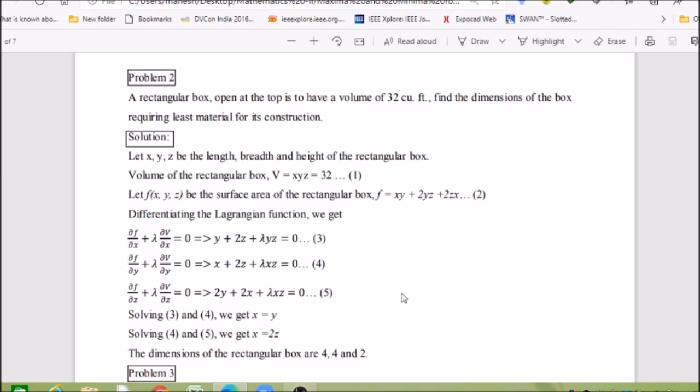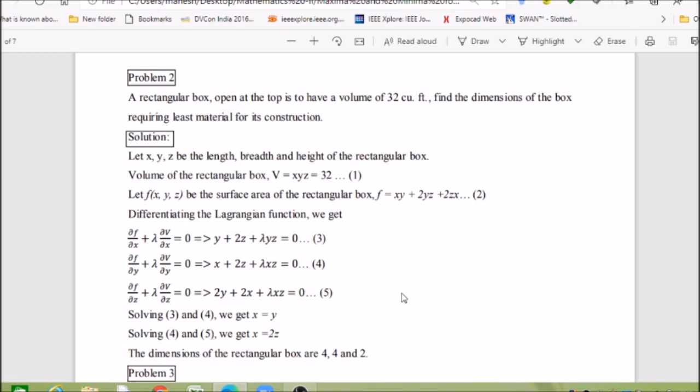So this results in y plus 2z plus lambda yz equal to 0, and ∂f/∂y plus lambda into ∂V/∂y equal to 0. Then x plus 2z plus lambda xz equal to 0. That is equation 4. And similarly, ∂f/∂z plus lambda into ∂V/∂z equal to 0. That is 2y plus 2x plus lambda xy equal to 0.